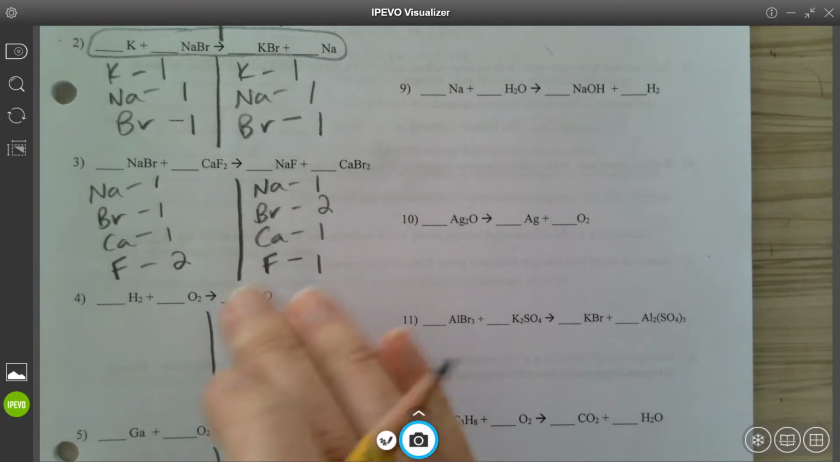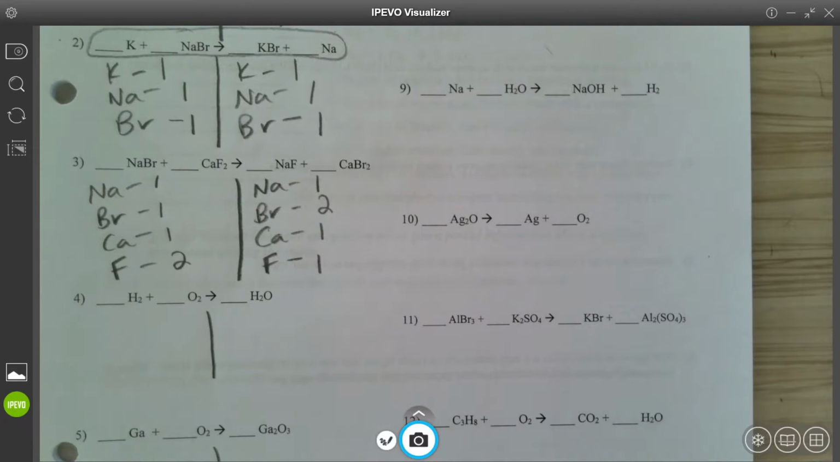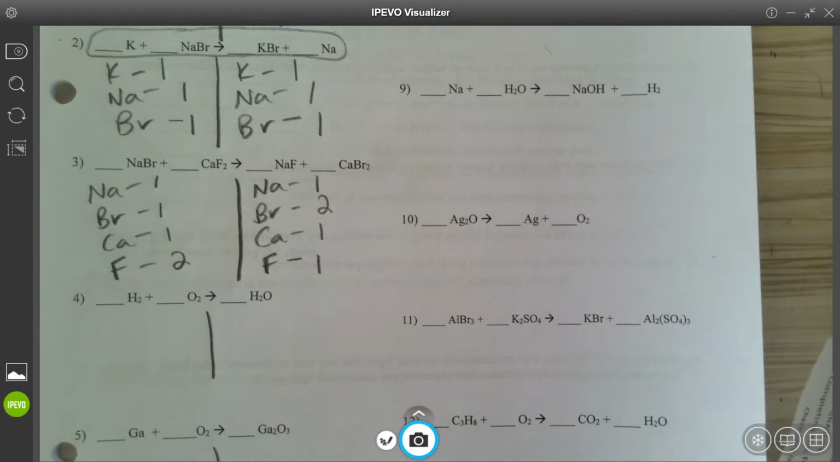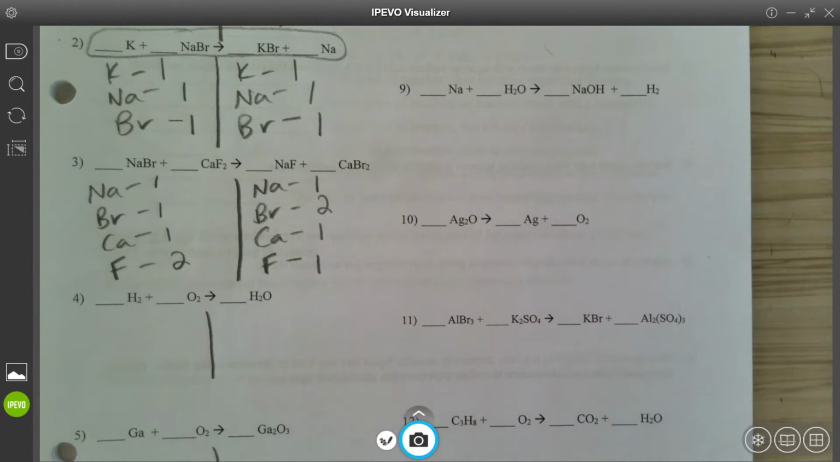Okay, so just take each one at a time and try to make it balanced. And if you get stuck on 4 or 5, I'm going to teach those up here as well, okay? Because 4 and 5 get a little bit trickier. I want you to try it first on your own, but I will explicitly explain how I approach ones like 4 and 5 as well.